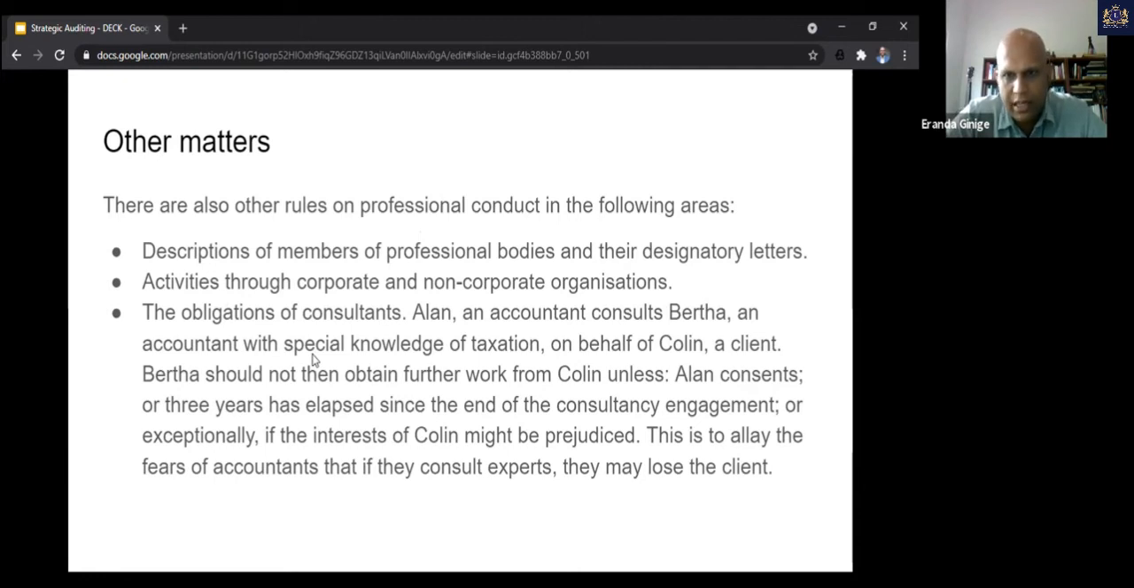Descriptions of members of professional bodies and their designated letters. Activities through corporate and non-corporate organizations. The obligations of consultants. So here's an example.